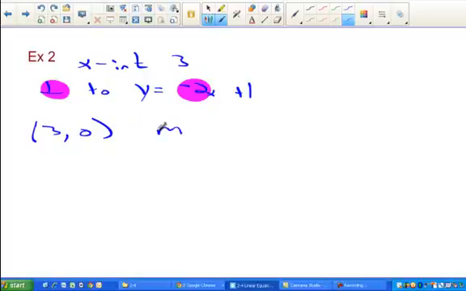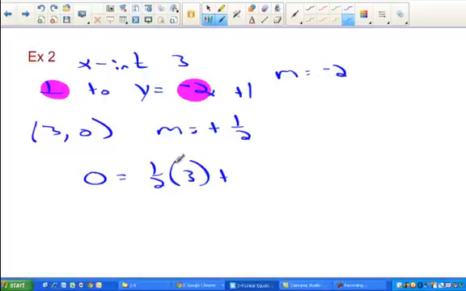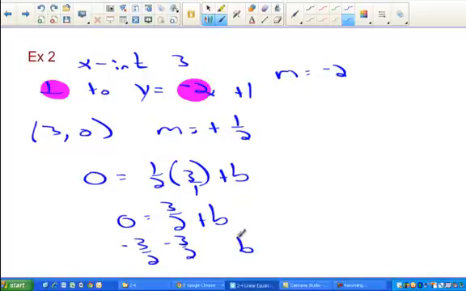And my slope then, if the slope is negative 2, the perpendicular slope is going to be positive, and we're going to flip it over, so 1/2. So now we have 0 is the y value, 1/2 is the slope, 3 is the x value, plus b. So this is now 3/2 plus b equals 0, so b must be minus 3/2. So b is negative 3/2. Final equation, y equals 1/2x minus 3/2.